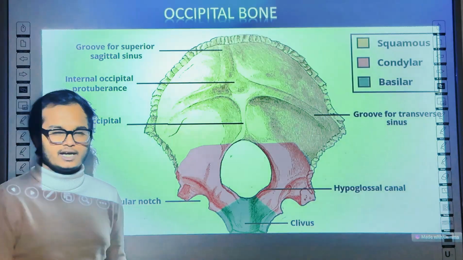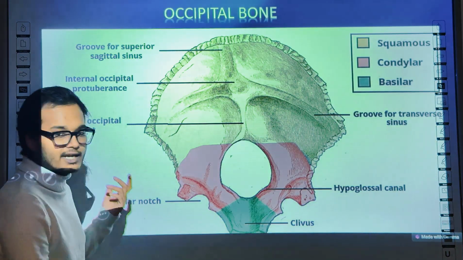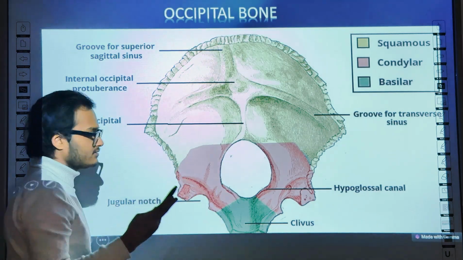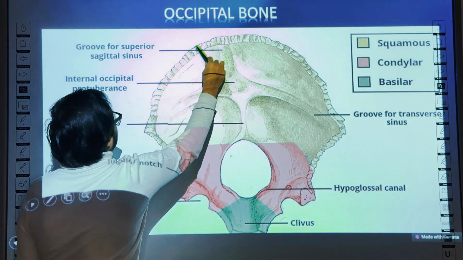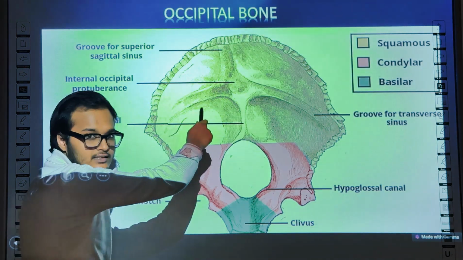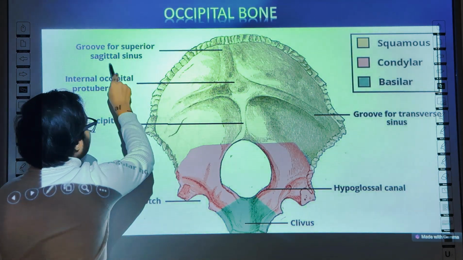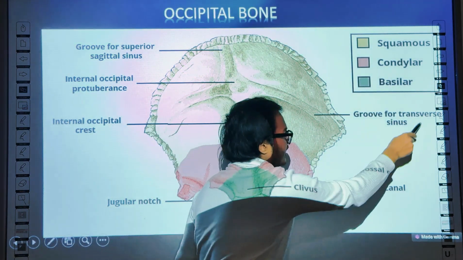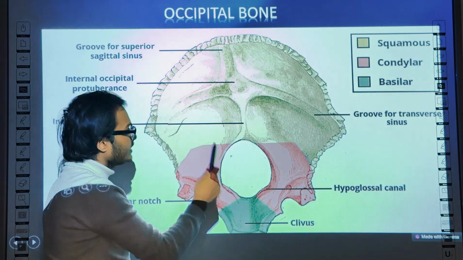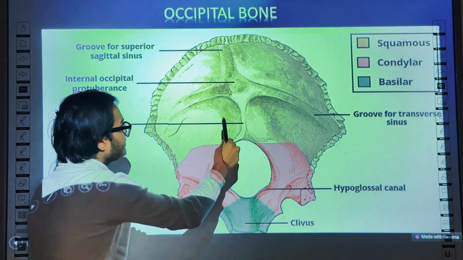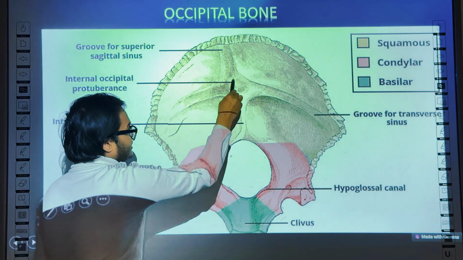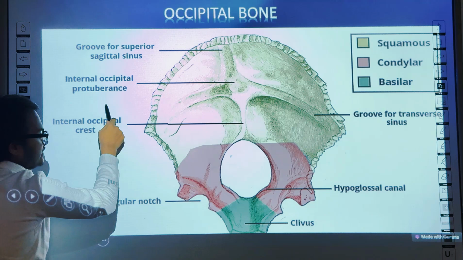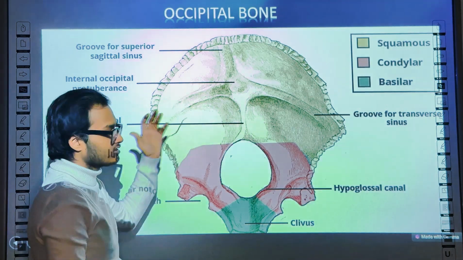Now we will talk about the internal structure of the occipital bone, starting with the squamous part. In the squamous part we will see two sinus grooves: at the sagittal area, the groove of the superior sagittal sinus, and at the transverse side, the groove of the transverse sinus. Also one protuberance-like structure is present, known as the internal occipital protuberance. So this is about the squamous part.